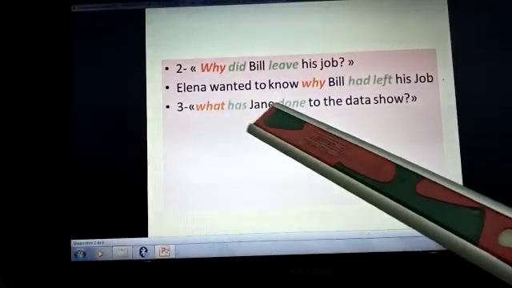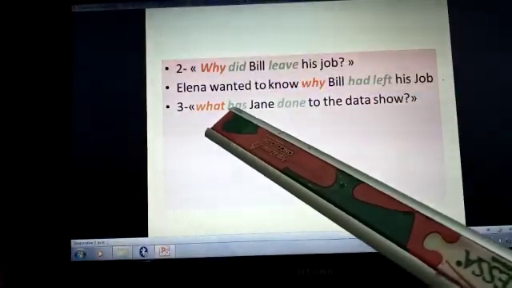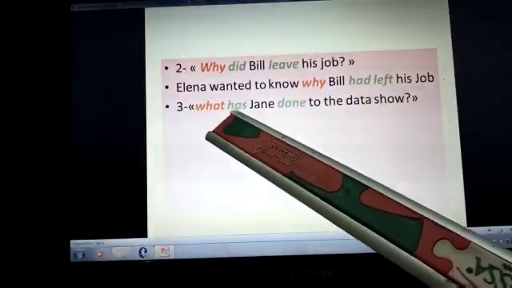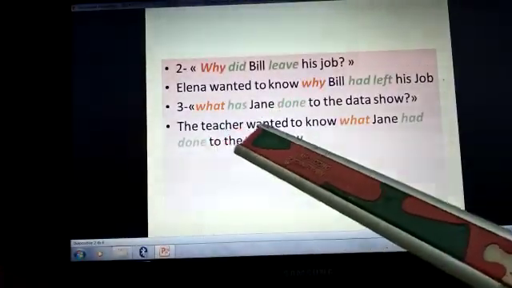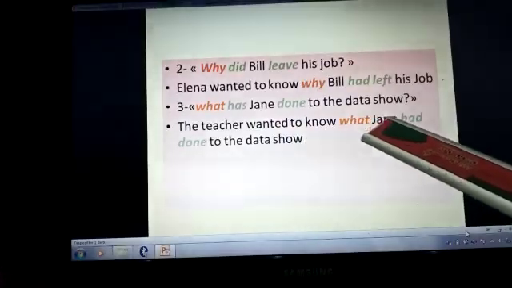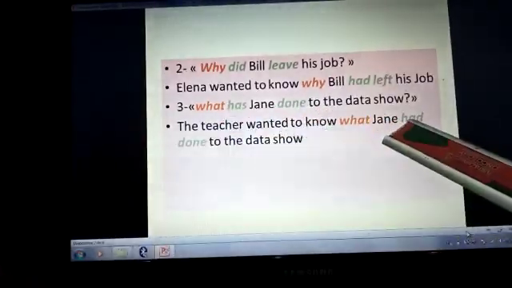What has Jane done to the data show? Has done or have done. So this tense is present perfect. So present perfect in report speech becomes past perfect. Simple past becomes past perfect. Present perfect becomes past perfect too. So when we report this sentence, we say the teacher wants to know what Jane had done. So present perfect has done becomes had done to the data show.